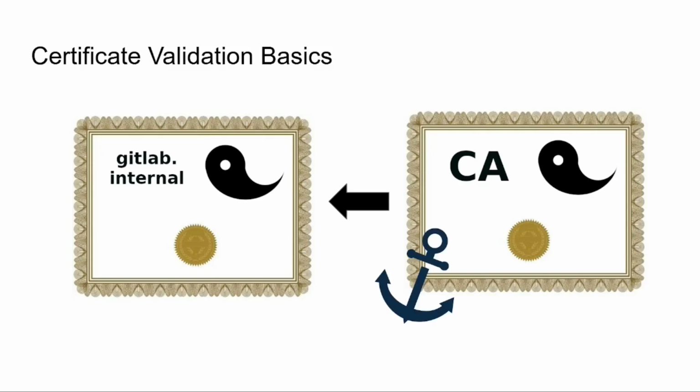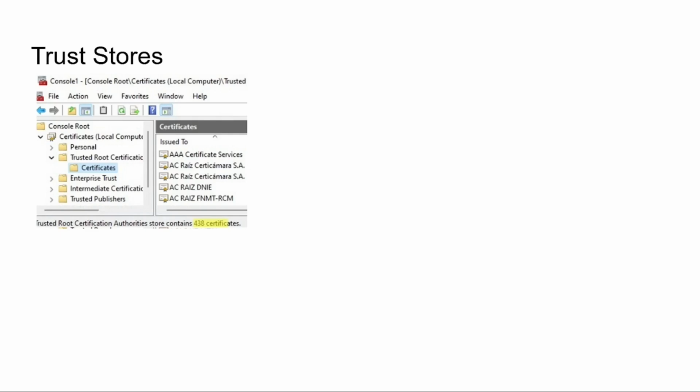This means that if you have a private root certificate, you need to add it to the trust stores on all of your client systems. On Windows, there's a standard place to put CA root certificates. On Linux, there can be multiple places.